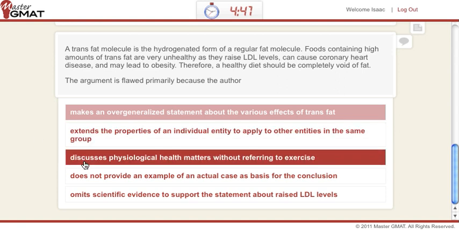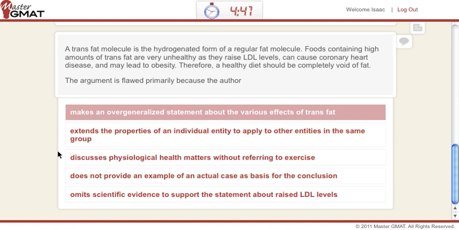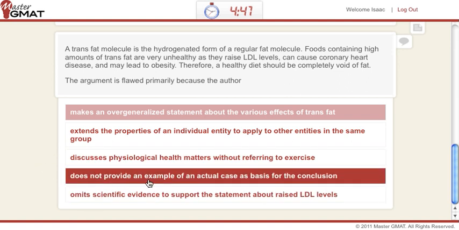Let's go to C. Discusses physiological health matters without referring to exercise. Well, true enough that we have physiological health matters, but do we care about exercise over here? Is it a flaw? Do we need to discuss exercise over here in order to discuss fat and trans fat specifically? Absolutely not. So exercise is completely irrelevant over here. Get rid of that.